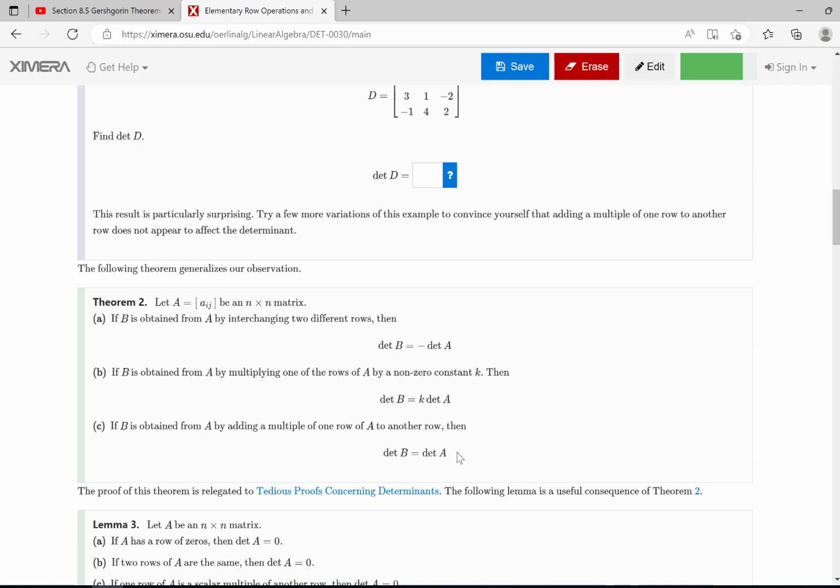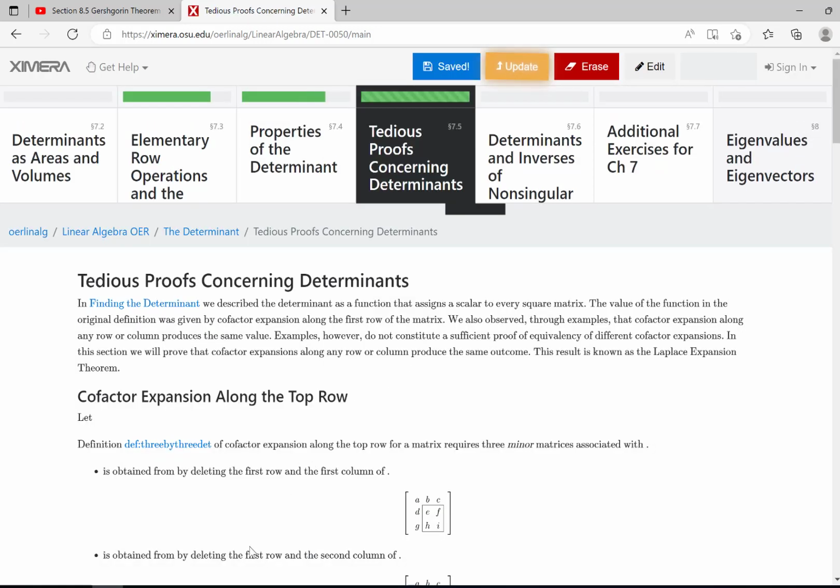And if you add a multiple of one row of A to another, that doesn't change the determinant. Now, the proof of this theorem is tedious. We actually have a whole section, tedious proofs concerning determinants. But what I'd like to do is at least give you a sketch of the proof of theorem 2. That's the purpose of this video. So we'll jump to these tedious proofs concerning determinants and get underway.